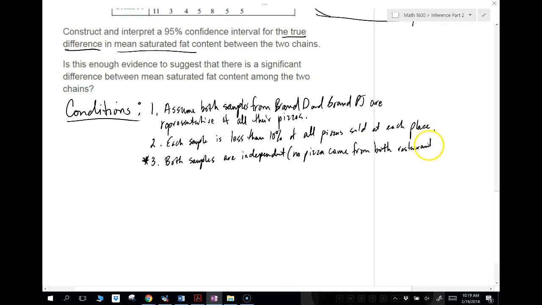All right, and of course, we always want to put some context in there. So this one's different, right? That one's different than what we've done in the past. We're dealing with independent samples.